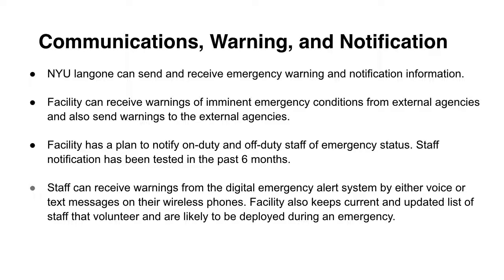Moving forward, during times of emergency, NYU Langone can both send and receive emergency warning and notification information. It also has a plan to notify both on duty and off duty staff on emergency status. Staff notification has been tested in the last 6 months. Staff can also receive warnings from the digital emergency alert system by either voice or text messages on their wireless phones. It also has an updated list of the volunteers so that it can deploy the volunteers during an emergency.